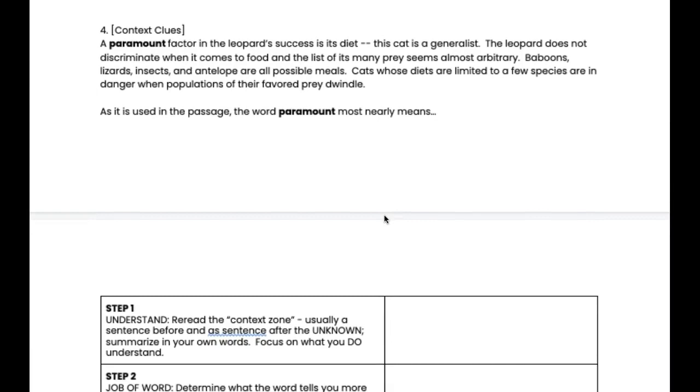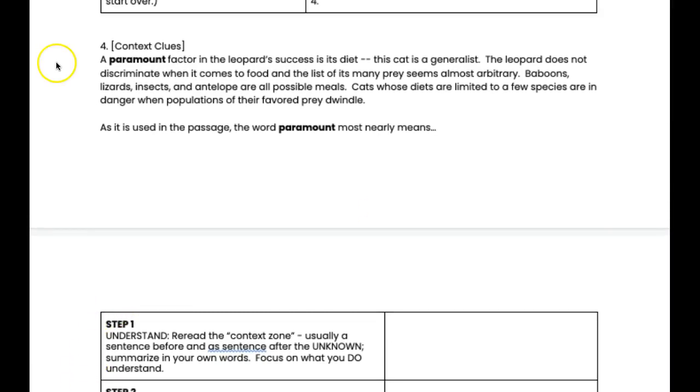So in this passage, it says, "A paramount factor in the leopard's success is its diet. This cat is a generalist. The leopard does not discriminate when it comes to food, and the list of its many prey seems almost arbitrary. Baboons, lizards, insects, and antelope are all possible meals. Cats whose diets are limited to a few species are in danger when populations of their favored prey dwindle."